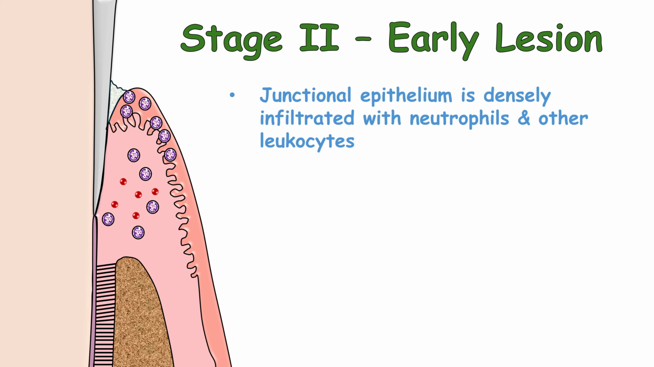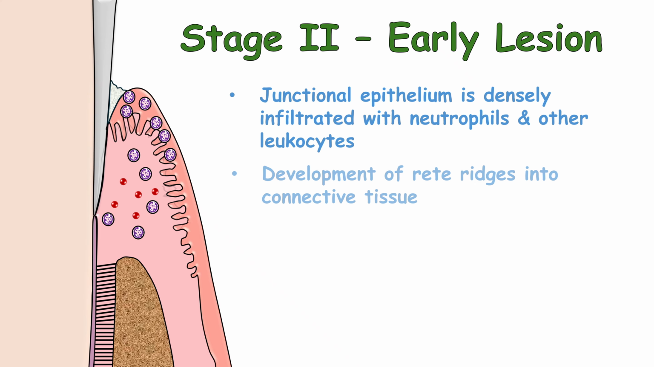Junctional epithelium is densely infiltrated with neutrophils, with more than 75% of T cells and other cells, mainly macrophages, plasma cells and mast cells. Here the rete ridges invade into connective tissue.